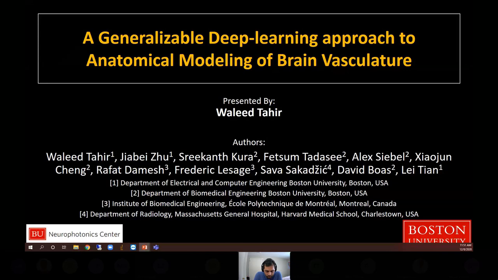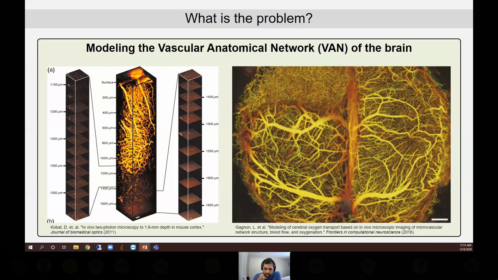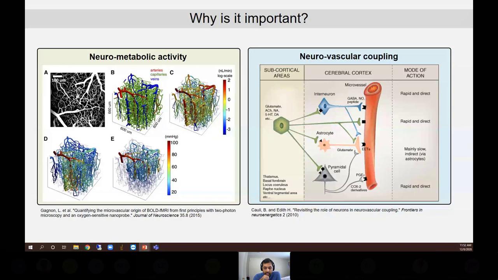So today I am very excited to be sharing with you our work titled A Generalizable Deep Learning Approach to Anatomical Modeling of Brain Vasculature. So in this project, our goal is to mathematically model the blood vessel network in the mouse brains. And why is this problem interesting and important?